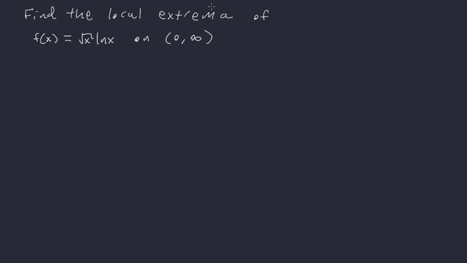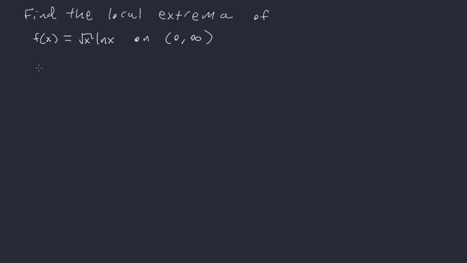So what we want to do for this one is find the local extrema of the function f of x equals square root of x ln x on the interval 0 to infinity. Notice that's just the domain of this function, since in ln you can only put positive values. And the square root of x, you could put 0, but since you can't put 0 in ln, it's not going to be part of the domain.